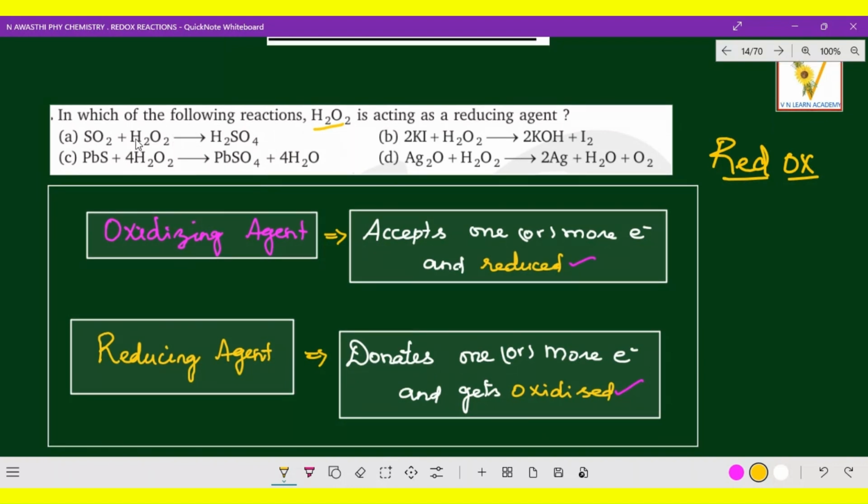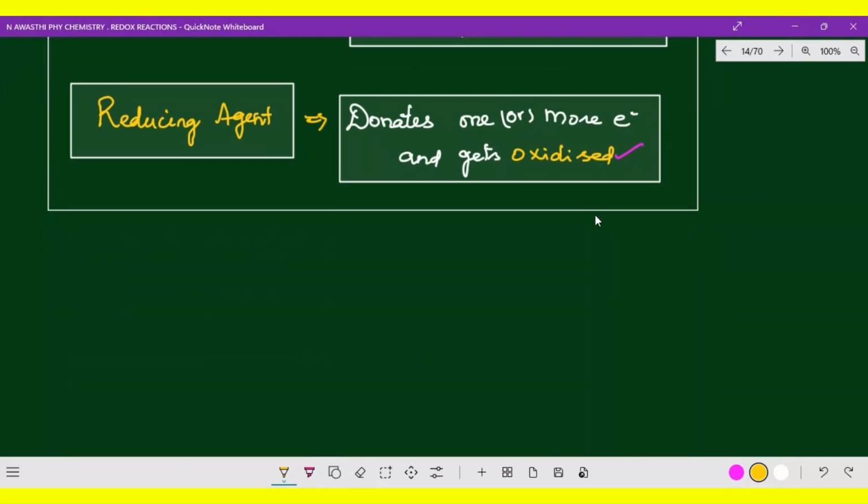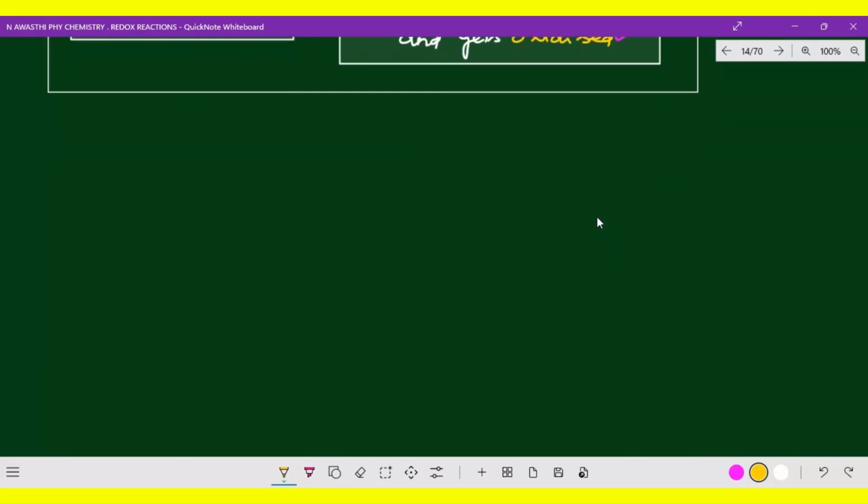SO2 plus H2O2, hydrogen peroxide plus SO2, gives H2SO4. 2KI plus H2O2 gives 2KOH plus I2. PbS plus 4H2O2 gives PbSO4 plus 4H2O. Ag2O plus H2O2 gives 2Ag plus H2O plus oxygen. Come on, let us check which is the correct equation: which equation is eligible for a redox reaction, and in which H2O2 is acting as a reducing agent.